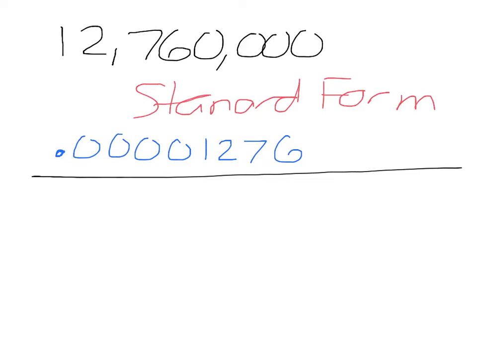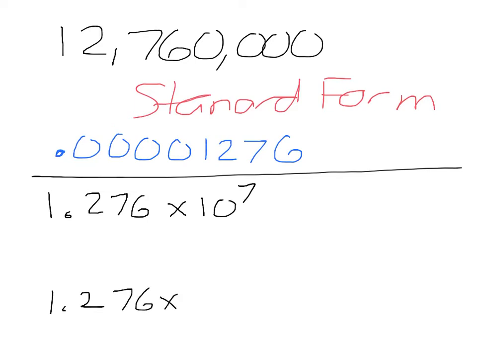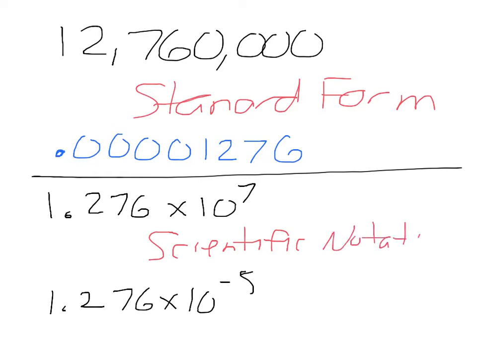But if I was to write 1.276 times 10 to the 7th, or 1.276 times 10 to the negative 5th, this is what we call scientific notation. So the big question is, how do we convert between scientific notation and standard notation?